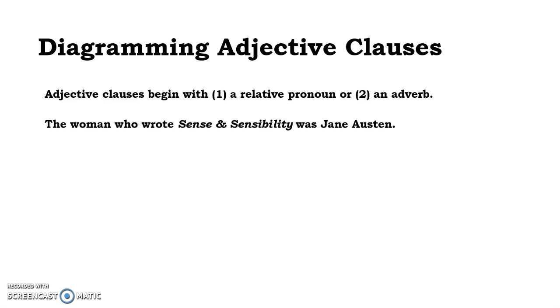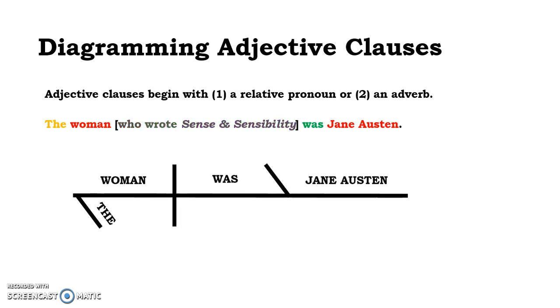Who there is the subject of its own dependent clause, wrote being the verb, but the relative pronoun is connecting the adjective clause with the word woman. So this whole thing in brackets, who wrote Sense and Sensibility, is an adjective clause that's modifying the subject of the whole sentence, woman. Let's diagram these parts and see how it all relates.